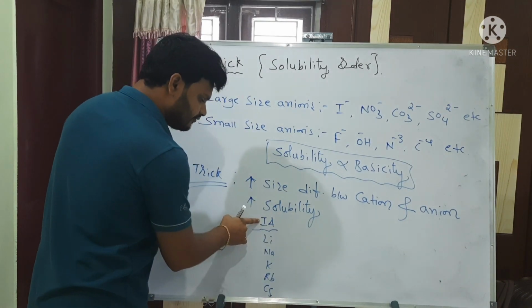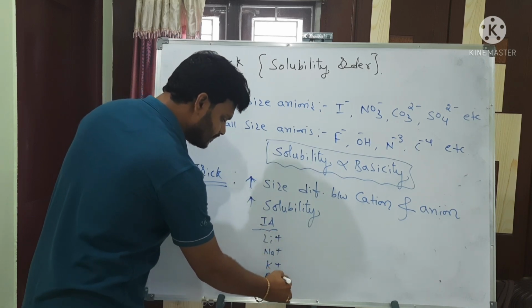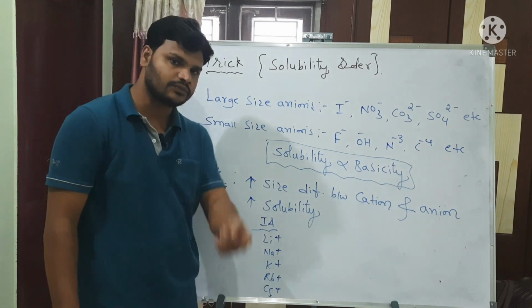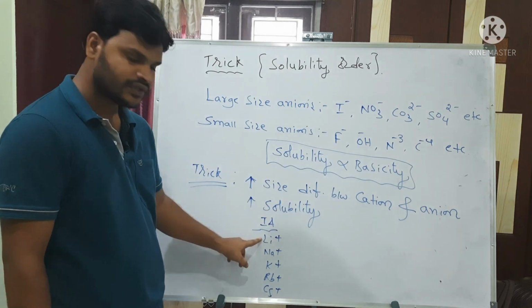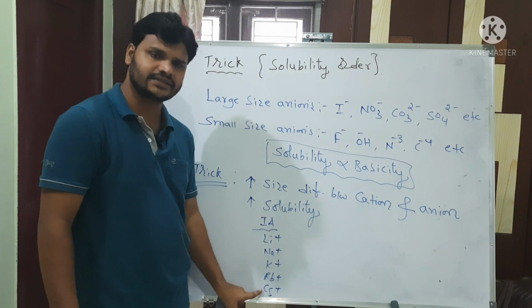So first means it gets 1 plus, like Li plus, Na plus, K plus, Rb plus, Cs plus. Dear students, out of all, which is the small size cation? Obviously Li plus. Which is the large size cation? Cesium plus.